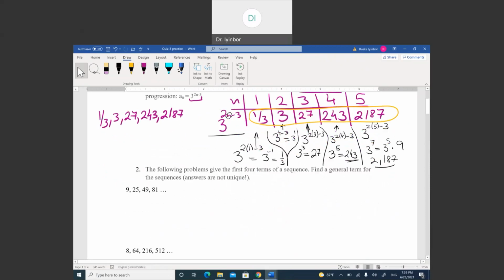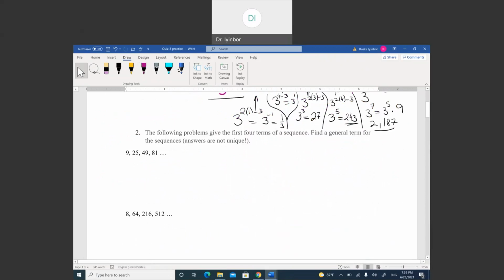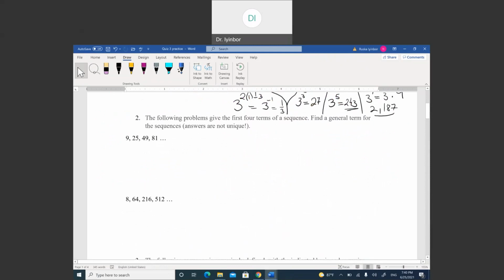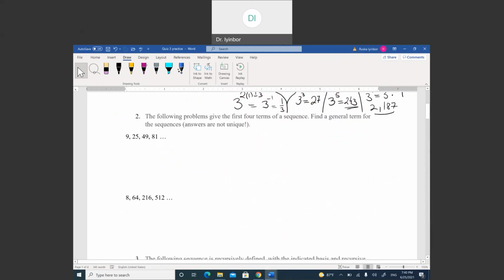Okay, the next one, we have to find the general term. This type of question is where you have to analyze the problem and find the formula. So here we're going to start with looking at each number individually. So we have 9, 25, 49, and 81. So 9 technically is 3 squared. And then the next number is 5 squared, right? Is 25.